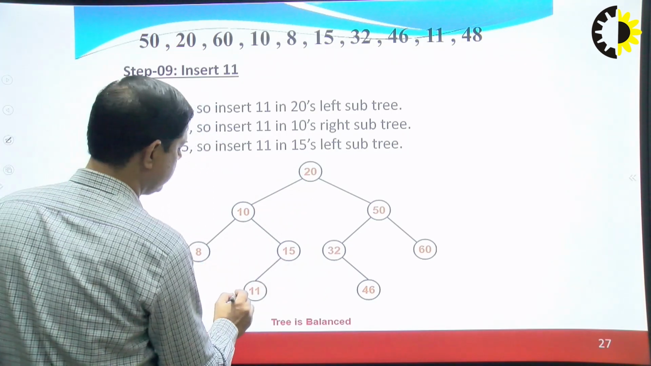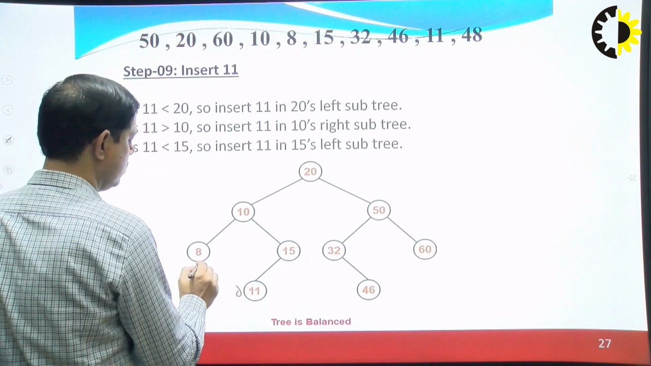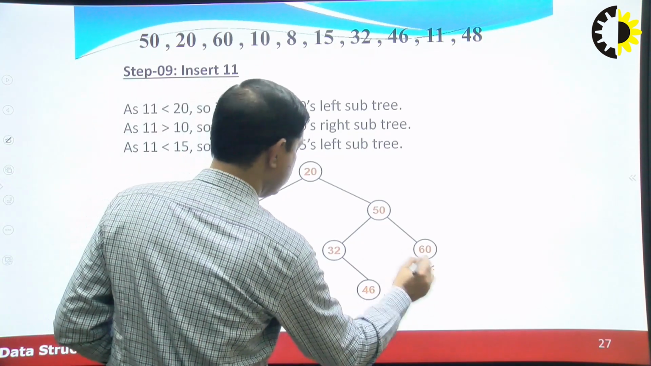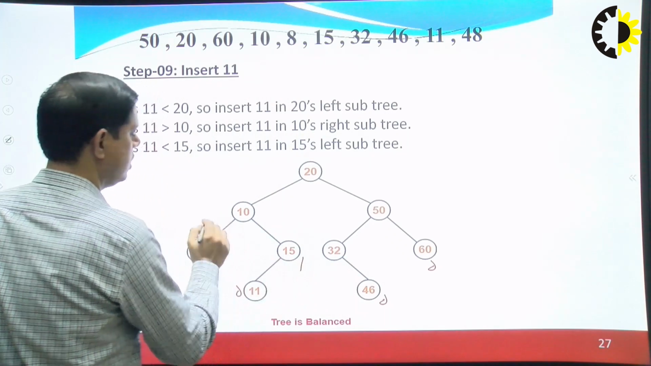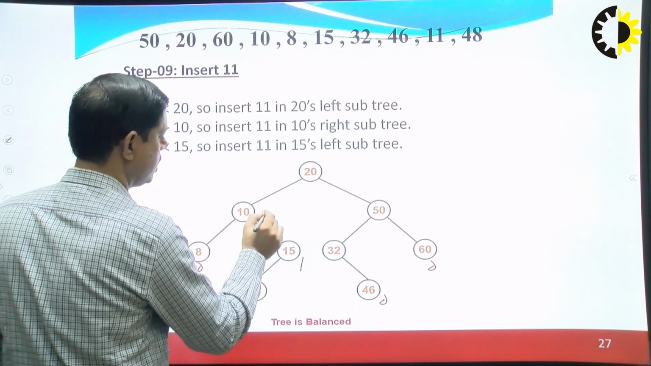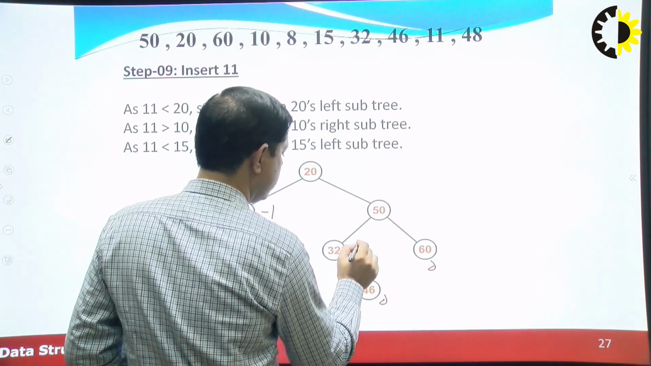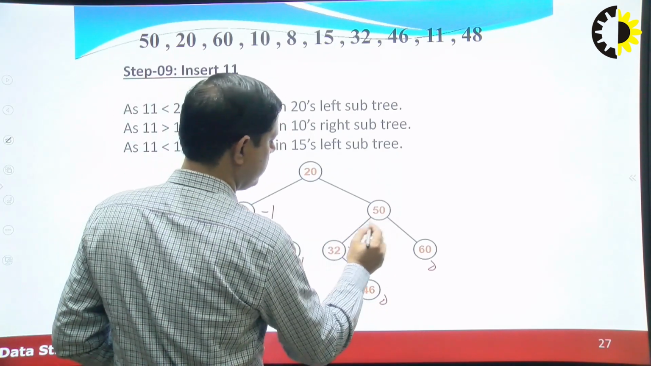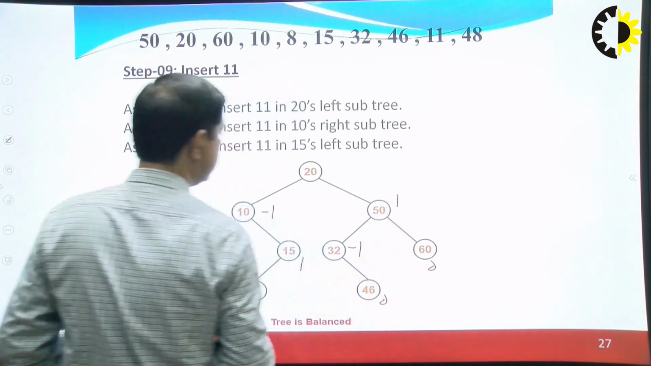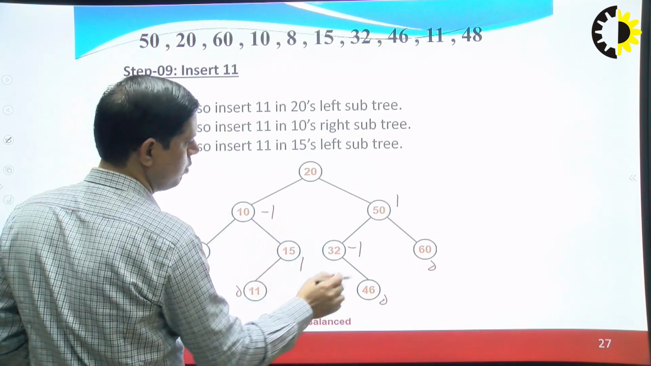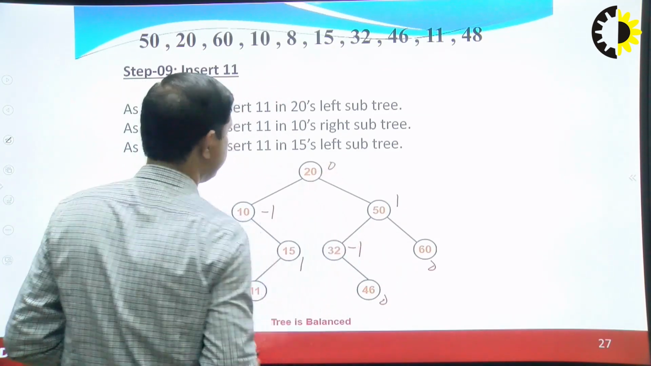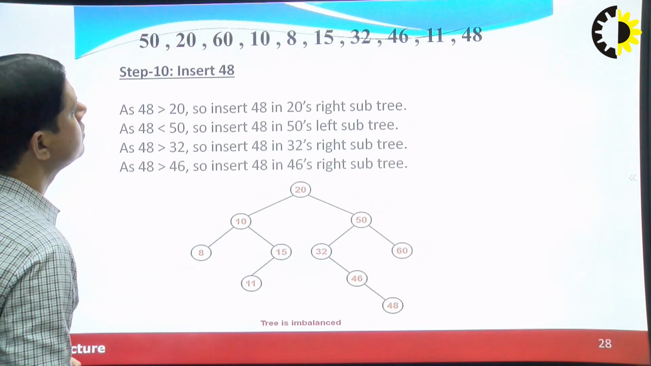Again, we can check the balancing factor for each node. That is 0, 0, 0, 0. For 15, it is 1. For 10, it is 1 minus 2, that is minus 1. For 32, it is 0 minus 1, that is minus 1. For 50, 2 minus 1, that is 1. For 20, that is 3 minus 3, that is 0. That means the tree is balanced.